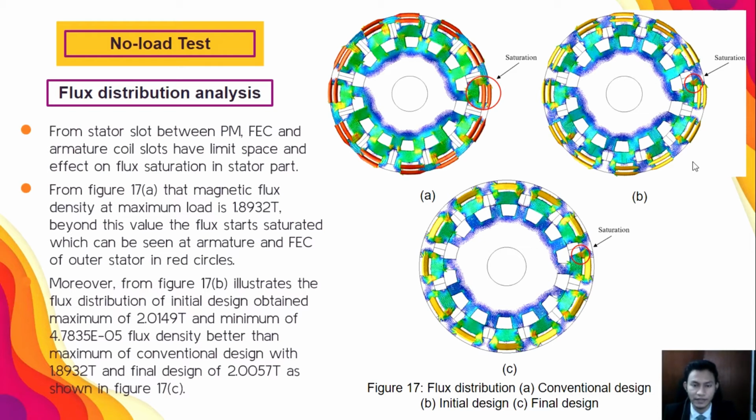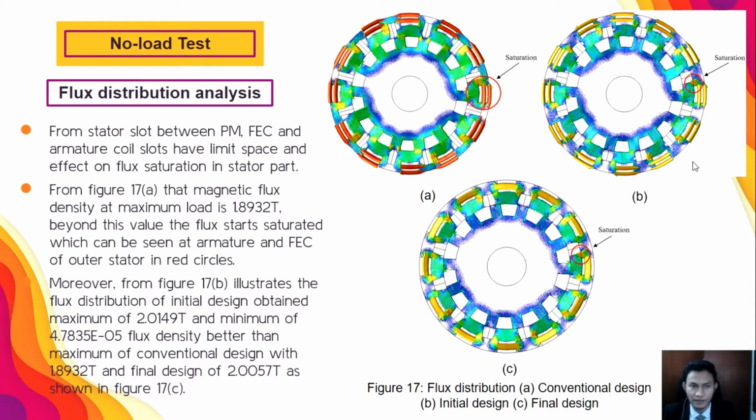Figure 17 shows the flux distribution. Figure A is the conventional design, figure B is the initial design, and the last one, figure C, is the final design. The stator slot between the permanent magnet, FEC, and the armature coil slot has limited space and affects flux saturation in the stator part.